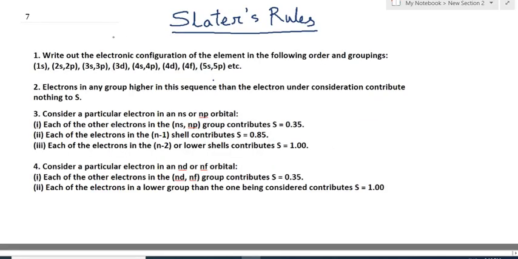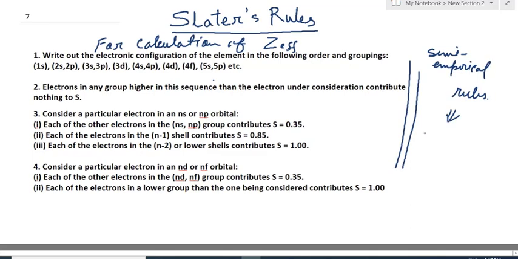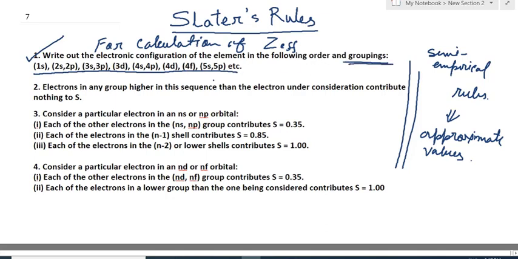Okay. The last topic for today's lecture is Slater's rule to determine the effective nuclear charge by calculating the shielding constant S. Now, first of all, we have to understand that these rules are semi-empirical and only give us approximate values. Now, let us go back to the rules. There are 4 rules. The first one is how to write the electronic configuration for this calculation, right? The electronic configuration should be written in groups as shown here. Despite the energy ordering and all that we learned before, we should write the electronic configuration in groups like this. Okay. Each parenthesis signifies a group.